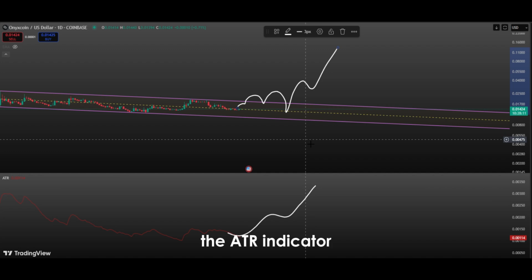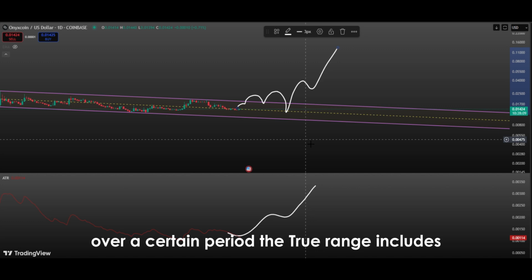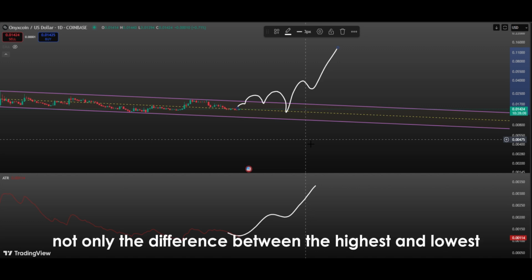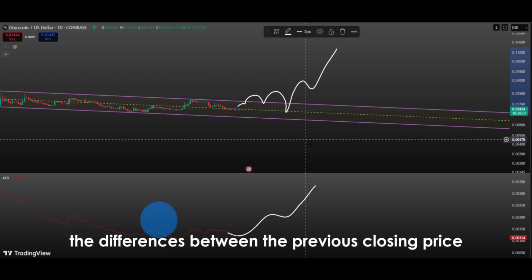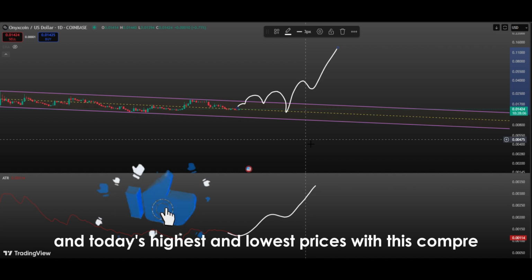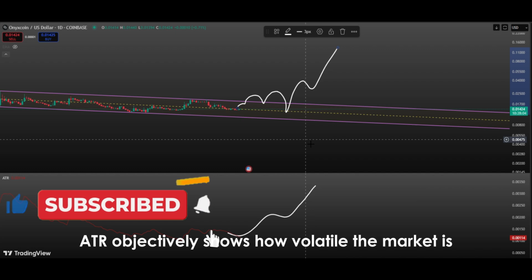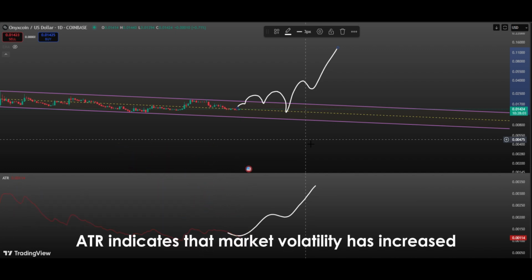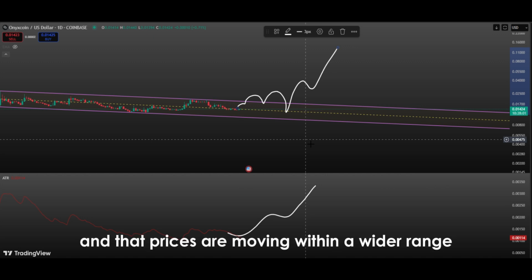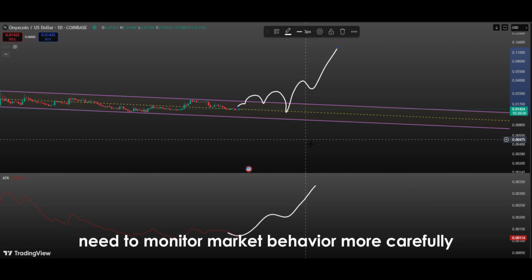The ATR indicator typically calculates the true range of the price over a certain period. The true range includes not only the difference between the highest and lowest prices of the day, but also the differences between the previous closing price and today's highest and lowest prices. With this comprehensive calculation, ATR objectively shows how volatile the market is. A rising ATR indicates that market volatility has increased and that prices are moving within a wider range. This means that investors need to monitor market behavior more carefully.